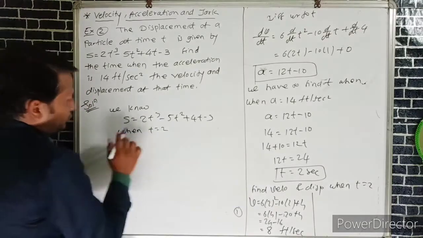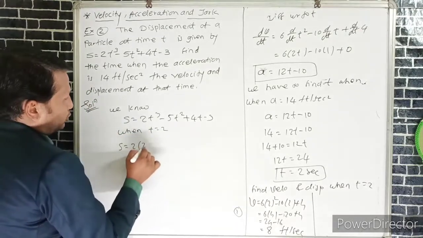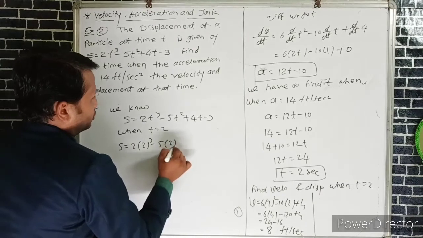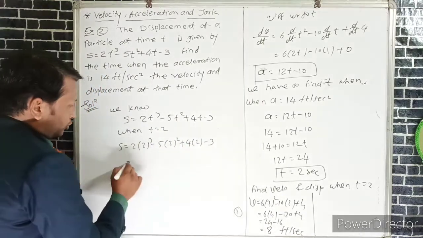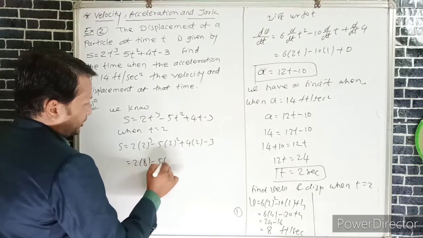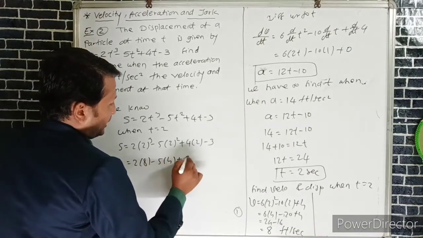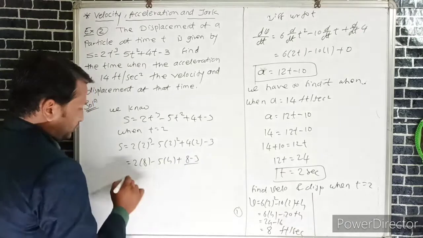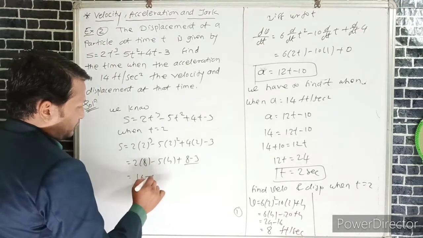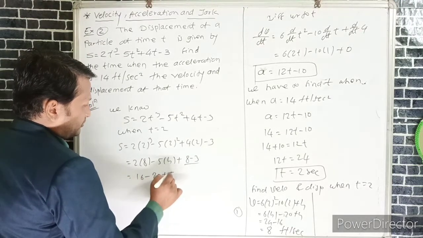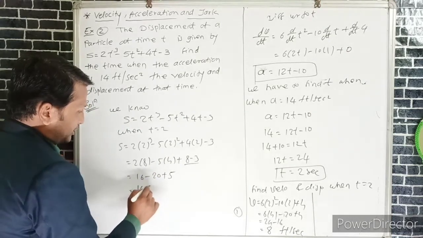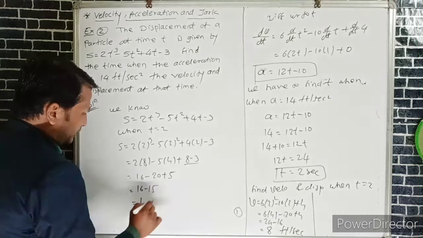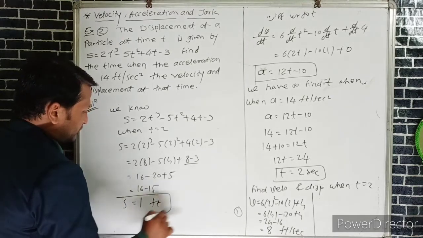We can write s = 2 into 2³ minus 5 into 2² plus 4 into 2 minus 3. 2³ means 2 into 8, minus 5 into 4, plus 4 into 2 which is 8, minus 3. 8 minus 3 is 5. So 16 minus 20 plus 5, which is 16 minus 15, which is 1 foot. Displacement is 1 foot.